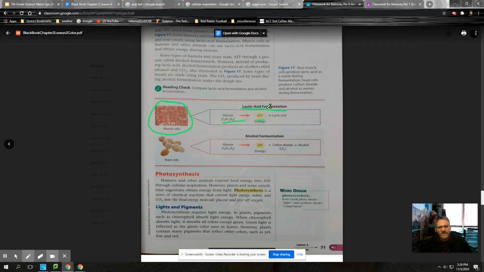All right, so fermentation is basically when your muscles work and run out of oxygen. When they run out of oxygen, they will still make energy, but they will make energy and lactic acid, which will make you sore the next day. Now, fermentation also creates alcoholic things.